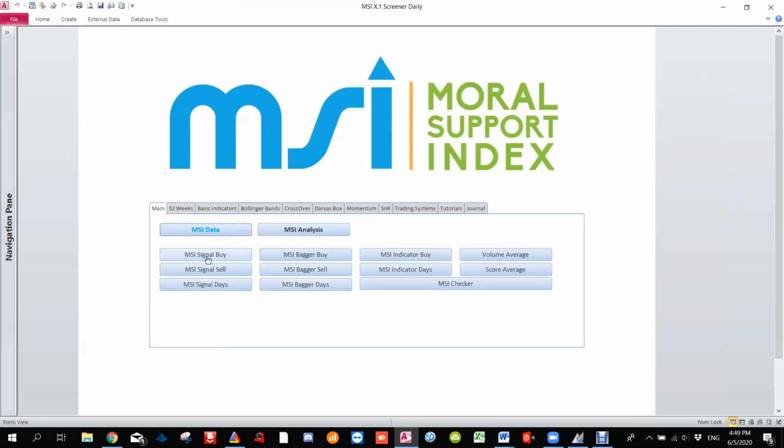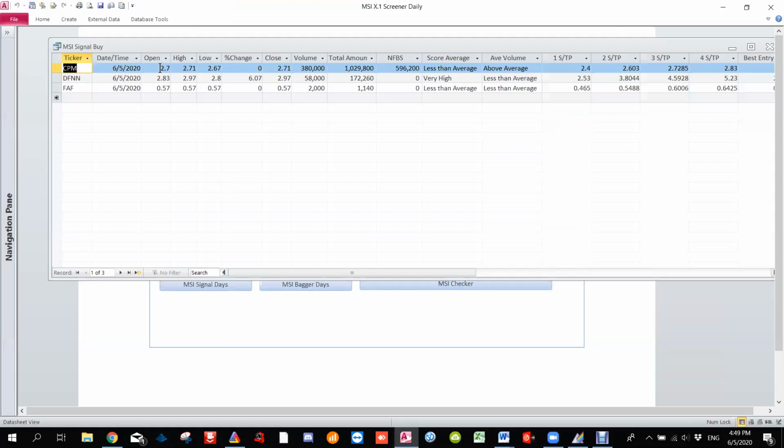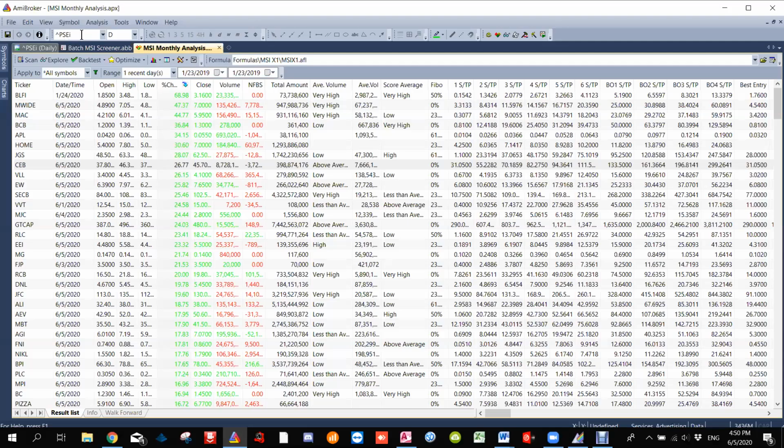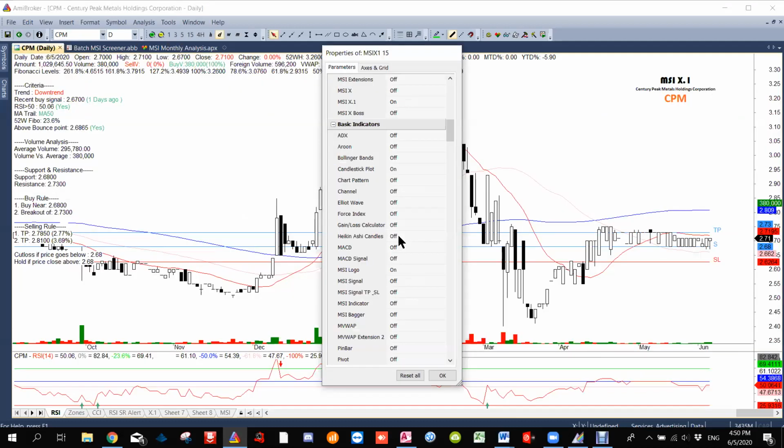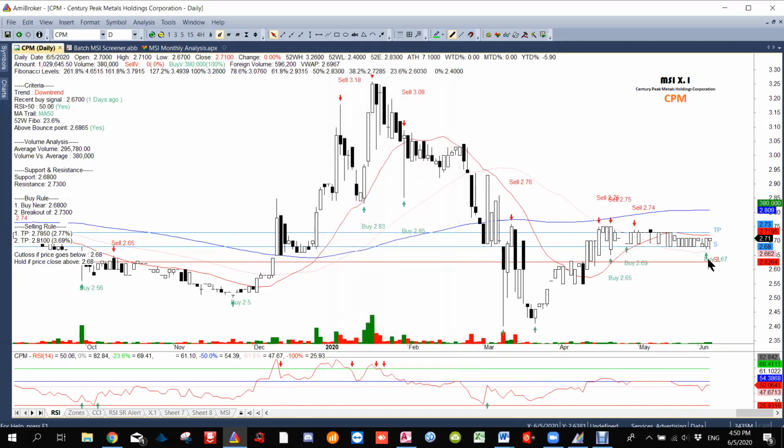Okay. So, when you click MSI buy signal, it means these are the stocks that had a buy signal today. If you want to counter check that, you can go to chart, go to CPM, and then we switch on the MSI signal. Okay, so this is its buy signal. Again, our buy signal is always late by 1 day because we need confirmation.